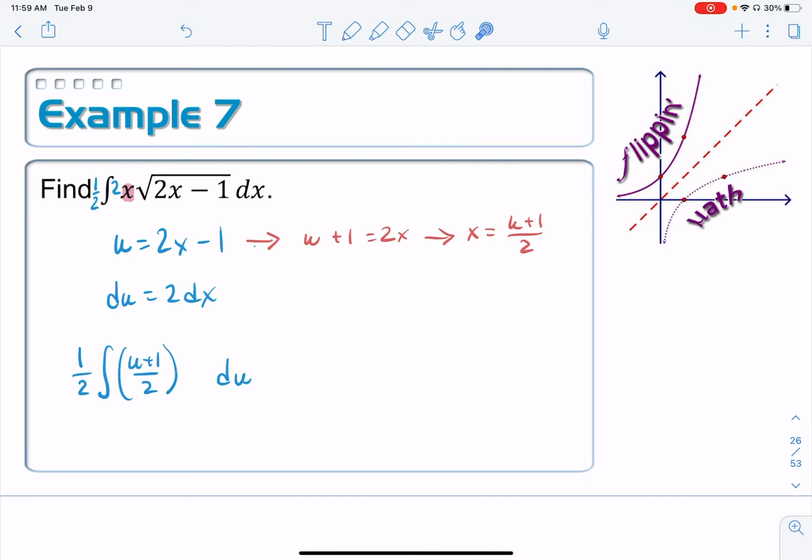Okay, and then the square root of 2x minus 1 is going to become the square root of u. And of course, I already know from the last one, I'm going to rewrite that as u to the 1/2. All right, you're looking at this and you're going, yeah, but I just turned this into a product of something, and I don't have an integration rule for a product. But before you start panicking, understand that, hey, this one is easy to fix.